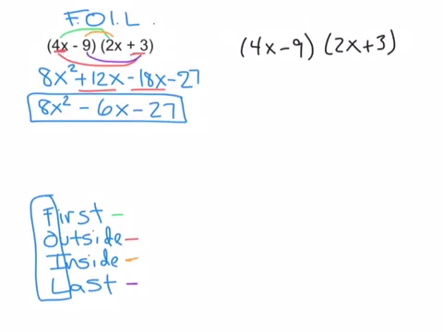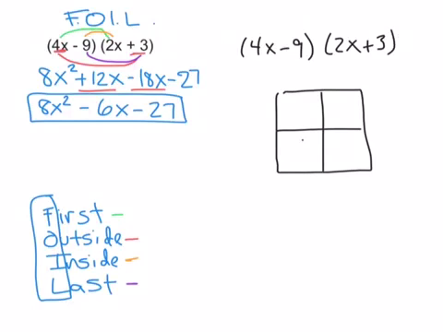Okay, I'm going to start by drawing an array that is a 2 by 2, because we have a binomial times a binomial, which means it's going to be a square. All right, and then I'm going to write 4x here and negative 9 here. Again, the 4x goes here and the negative 9 here. Then I will put the 2x and the 3 in. The 2x from here and the 3 here. Now I will multiply each part to fill in the array.